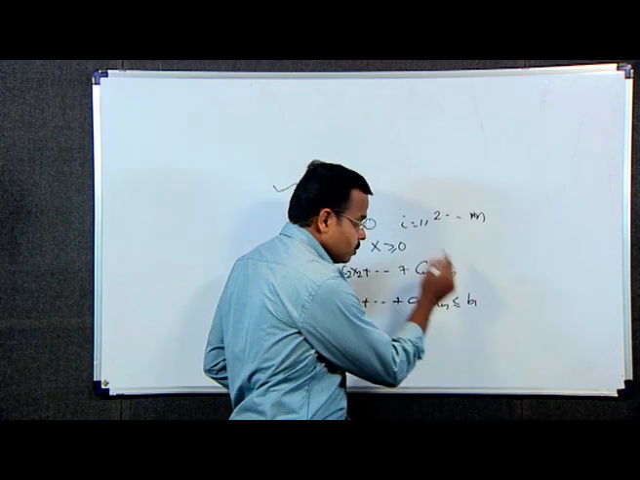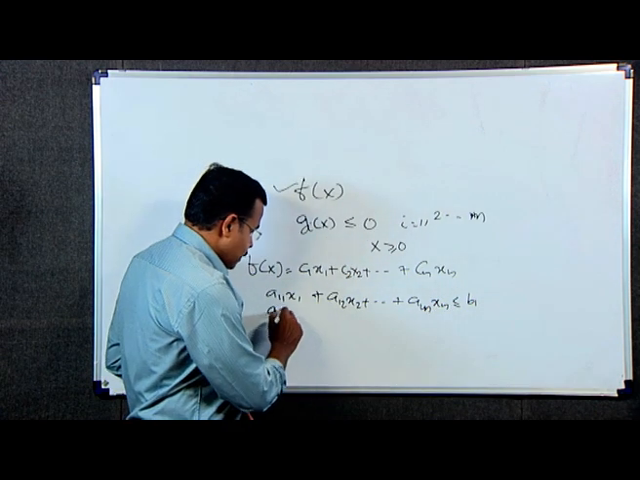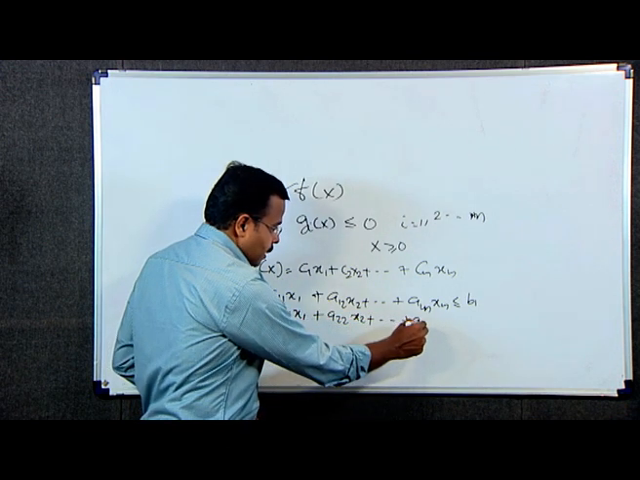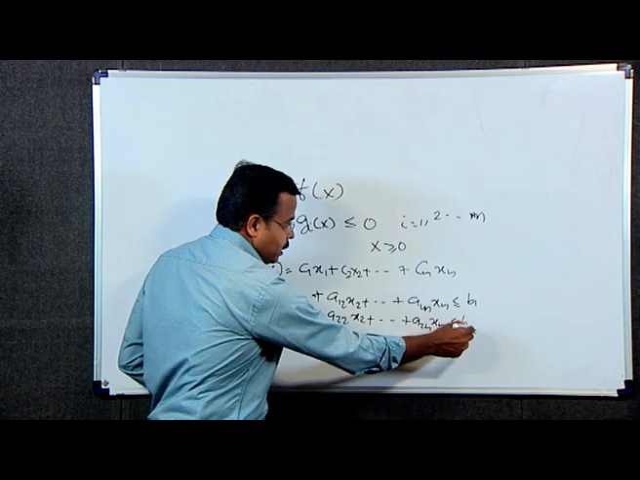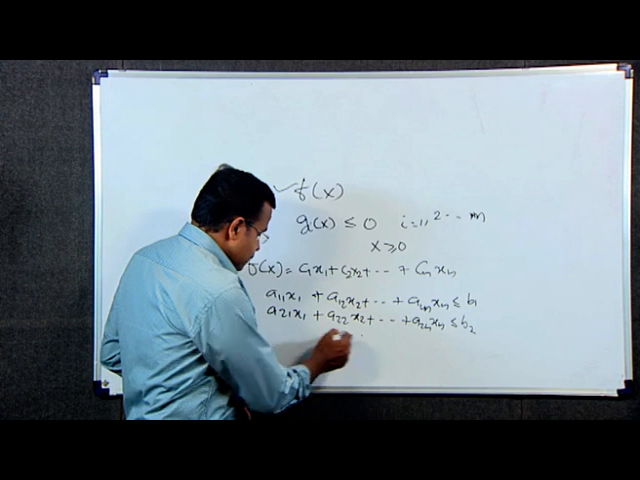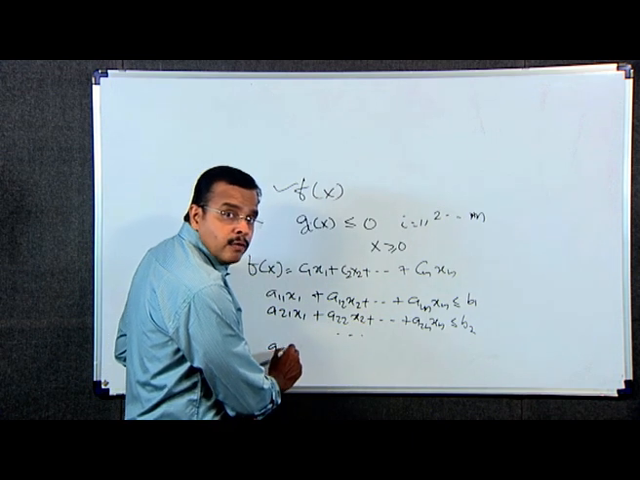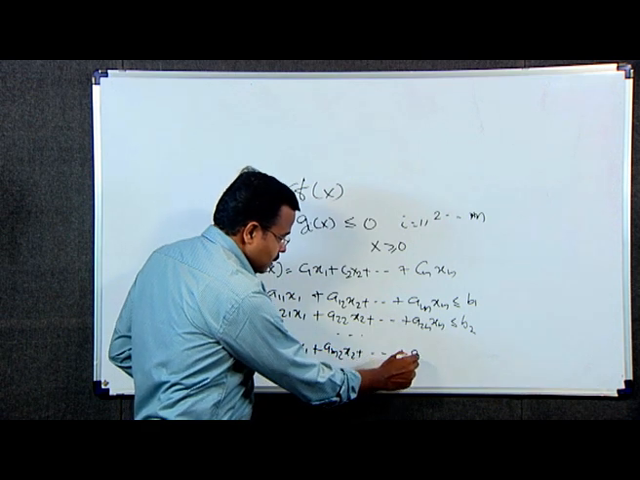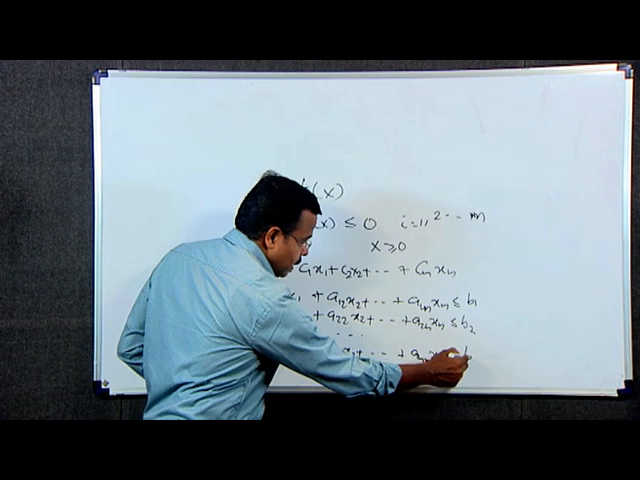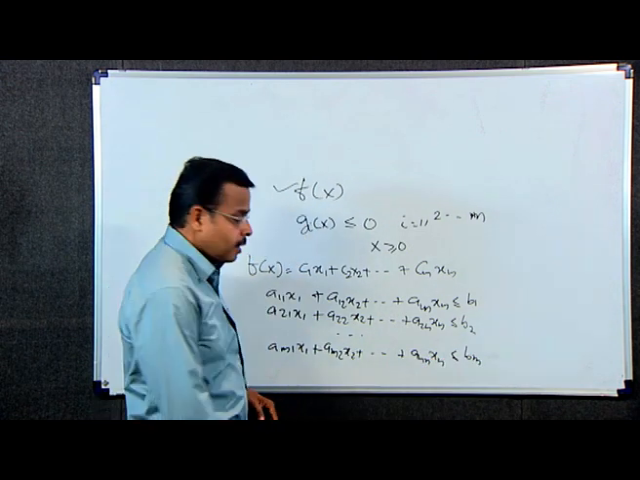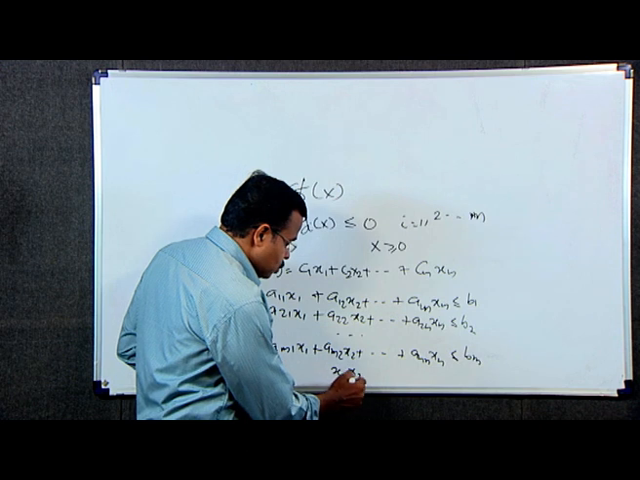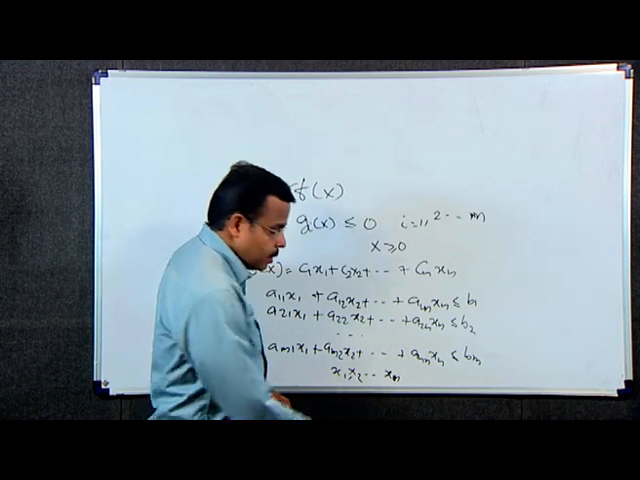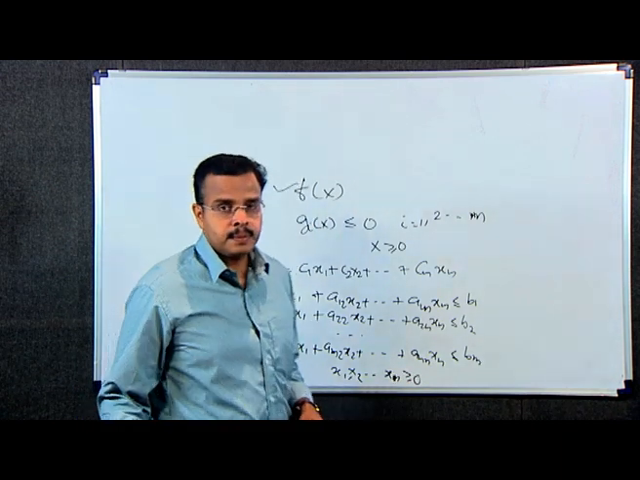less than or equal to b1, then a21 x1 plus a22 x2 etc. plus a2n xn less than or equal to b2, etc. am1 x1 plus am2 x2 plus etc. plus amn xn less than or equal to bm, where x1, x2 etc. xn all are greater than or equal to 0.